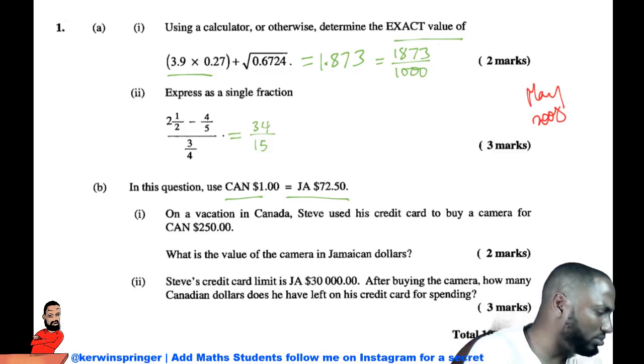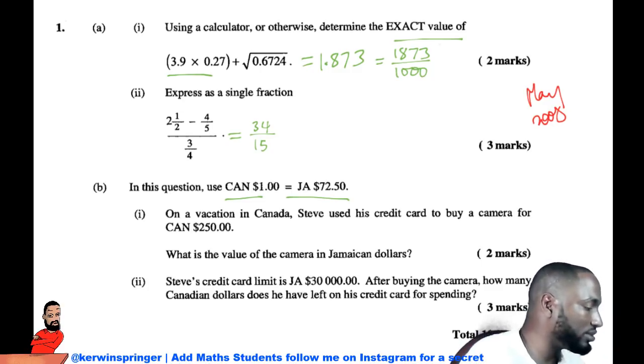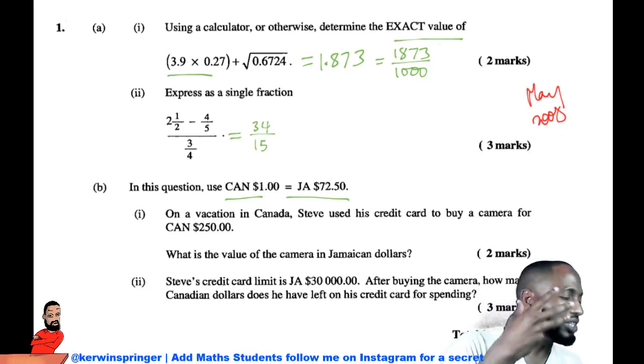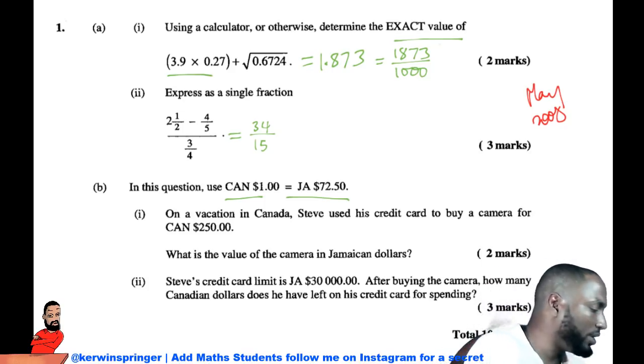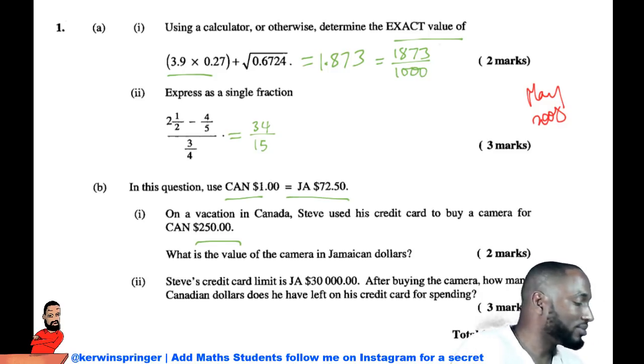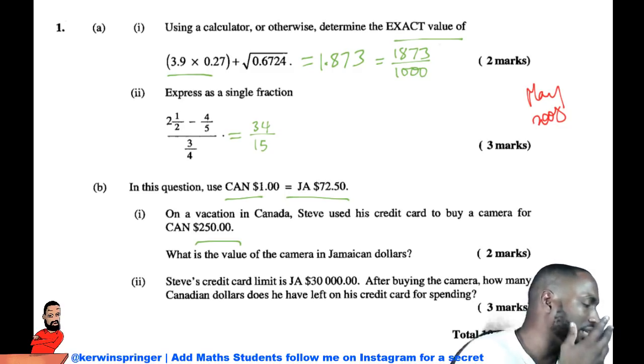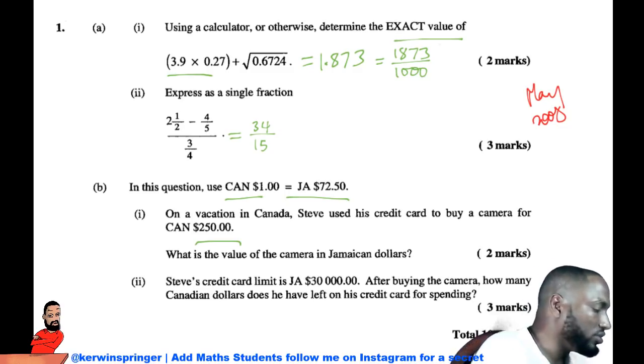So we have the exchange rate, and on a vacation in Canada, Steve used his credit card to buy a camera for that. Hey, I remember doing this question. What's the value of the camera in Jamaican dollars? By the way, think of these kinds of questions logically first. If you paid this amount in Canadian, and pay it at the Jamaican exchange rate, you know that the amount for that camera is going to be a little more. So you're thinking like that. So, Canadian 250, so it'd be like 1 is equal to 7 to 250.